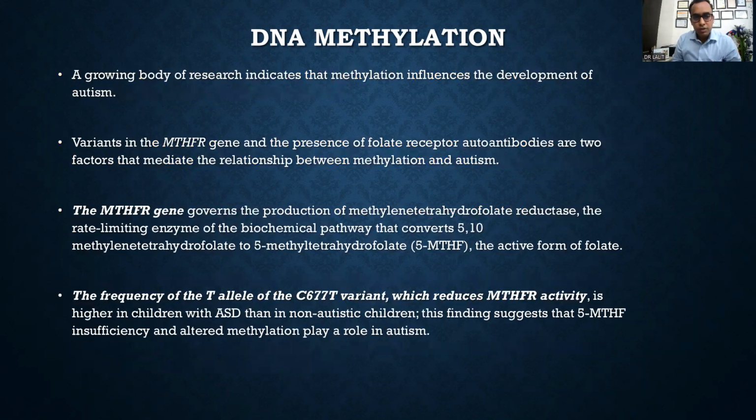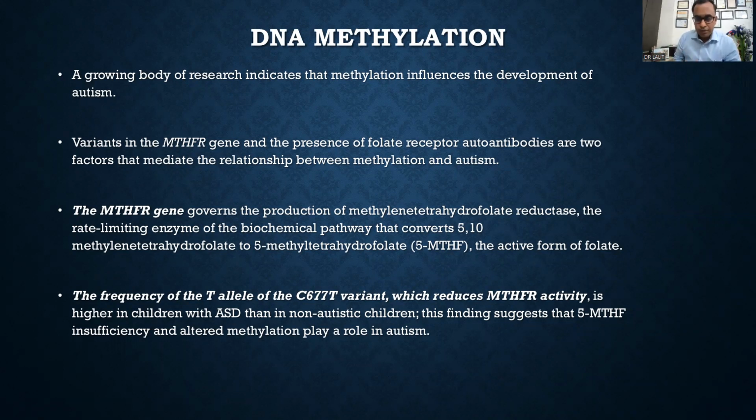So a growing body of research indicates that methylation influences the development of autism. There are variations in the MTHFR gene and the presence of folate receptor autoantibodies. We might have heard about something known as cerebral folate deficiency, or CFD. Nowadays, it has been found to be associated, and a lot of literature and papers have been written on cerebral folate deficiency in relation to autism.